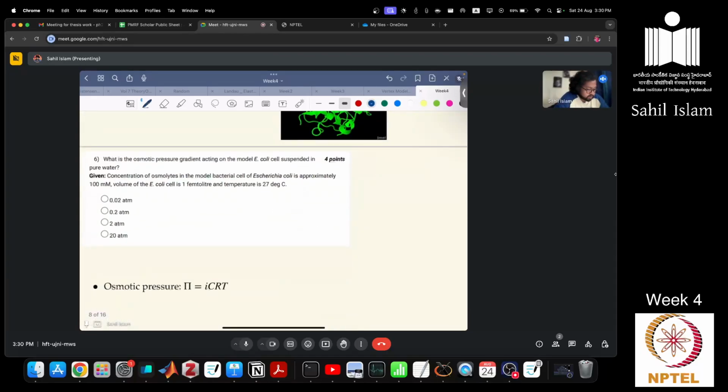What is the osmotic pressure gradient acting along the membrane of a moderate E. coli sustainable pure? This question I have already discussed in a previous tutorial. The formula for osmotic pressure is iCRT, where C is the concentration, and i is the factor, which is one for a non-electrolyte, as I can remember. R is the gas constant, T is the temperature. So if you put all of this in, you can get the correct answer.